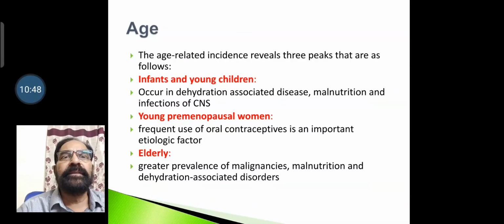Coming to age, age-related incidence reveals 3 peaks that are as follows. Infants and young children: incidents occur due to dehydration associated disease, malnutrition and infections of central nervous system. Young premenopausal women: frequent use of oral contraceptives is an important etiologic factor. In the elderly, again, prevalence of it is more during malignancies, malnutrition and dehydration associated disorders.